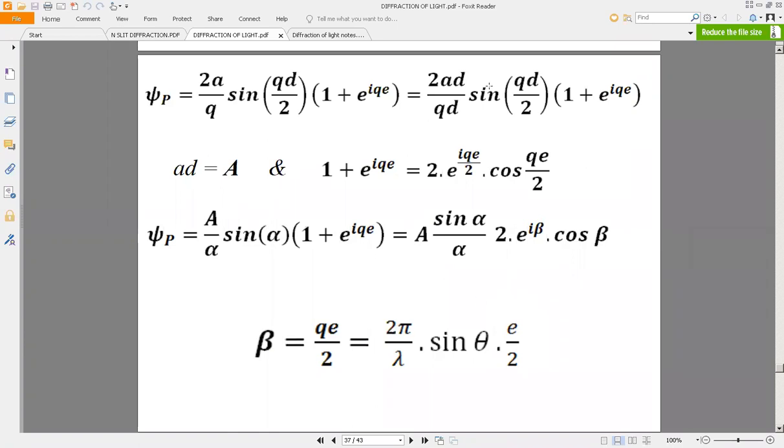Just like that, as long as the two slits are far apart from each other, they are going to catch their own sin alpha by alpha pattern on screen separately. But once they are brought sufficiently close, assume that this is one single slit, this hand is another single slit pattern. Now, when you bring them sufficiently close, these waves will superpose with each other. That is what you call as interference term, right? So here, this 2 e power i beta cos beta term is representing the interference of two single slits, right?